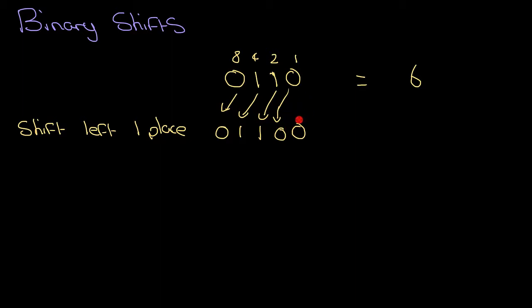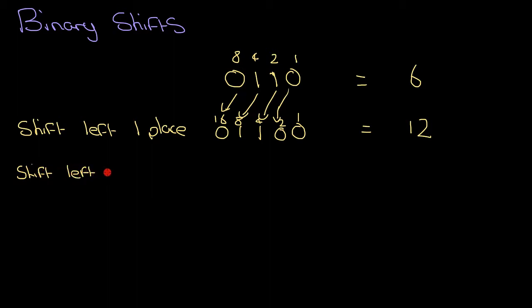But what's happened to the value there? Let's find out. So if I do 1, 2, I haven't left myself a lot of room here, 4, 8, and 16, then you'll see that that's doubled, hasn't it? So I've gone to 12. All right, okay, so that's quite useful. Let's find out what happens if I shift left now 2 places.